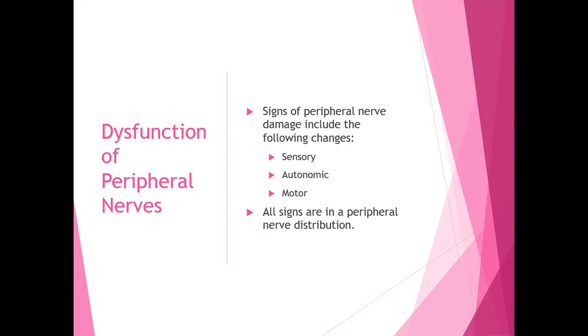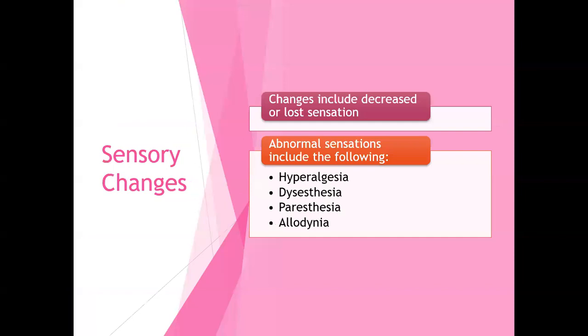So dermatomal would be sensory only. Myotomal would be motor only. Autonomic would be autonomic only, but you're going to get all of them. So sensory changes include decreased or lost sensation and/or abnormal sensations. So hyperalgesia, dysesthesia, paresthesia, and allodynia.